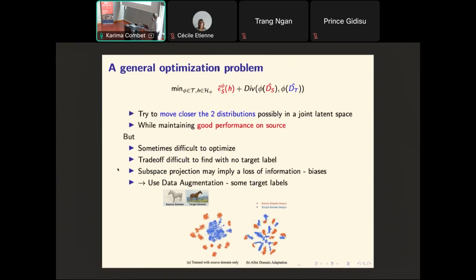So what's the principle? The idea is to try to learn a classifier h that minimizes the joint error, the source domain error plus the divergence. Okay, that's the basic thing. You try to move them in a possibly joint latent space. However, this is difficult to optimize sometimes because you might have some loss of information due to the projections, and you might need some additional target labels or data augmentation to robustify your model. But the principle is, okay, let's try to minimize the error while reducing the divergence between the two domains.